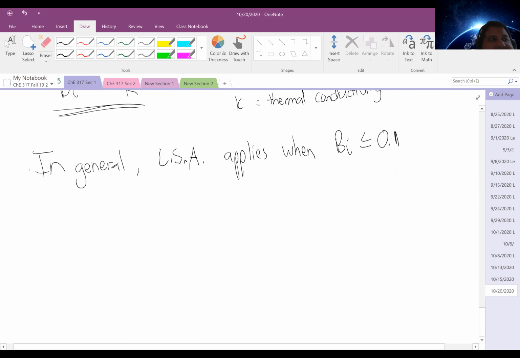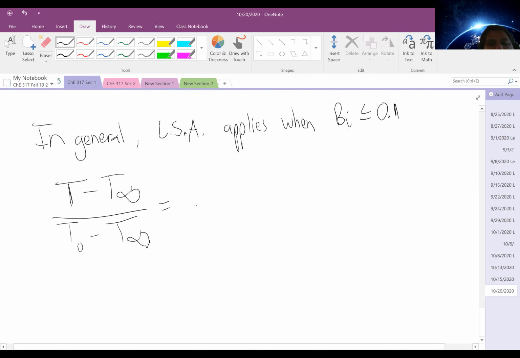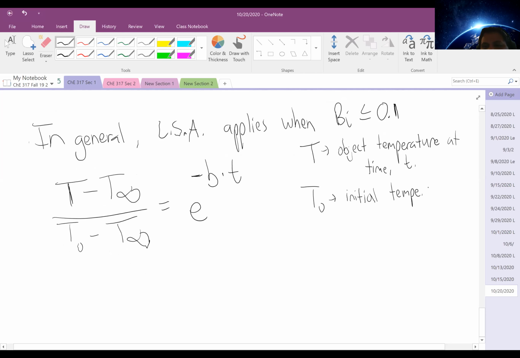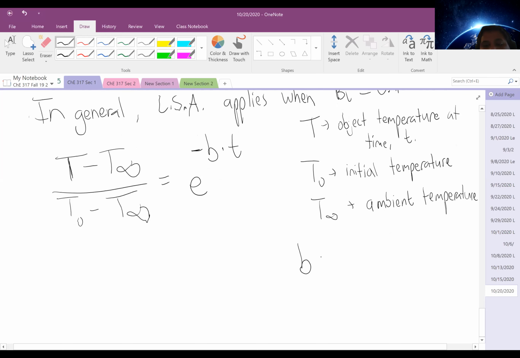For lumped system analysis, we can quantify the temperature with respect to time as (T minus T infinity) over (T naught minus T infinity) equals e to the negative b times time, where T is the object temperature at time t, T naught is the initial temperature, T infinity is the ambient temperature, and b is a group of values, h times the surface area over rho Cp times the volume of this object.